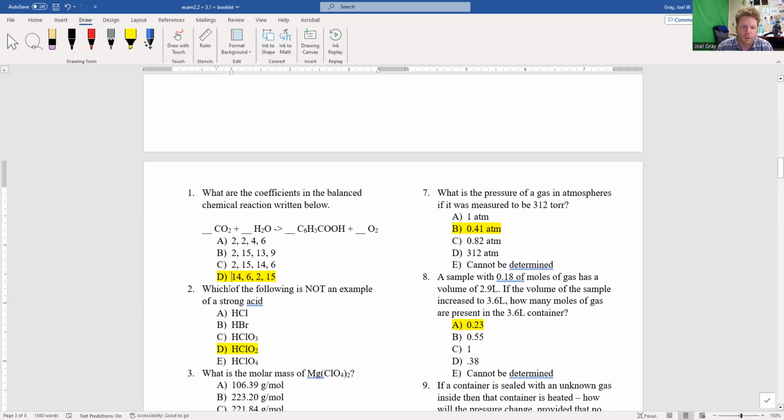Okay. Question number 2, which of the following is not an example of a strong acid? Okay, so you have to know your strong acids. Strong acids are a memorization. Hydrochloric acid is a strong acid. Hydrobromic acid is a strong acid.